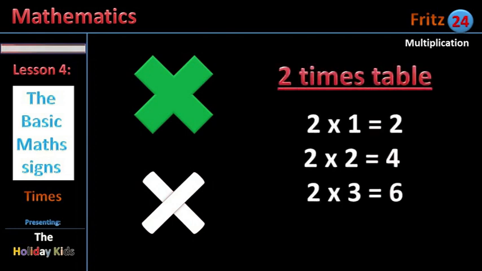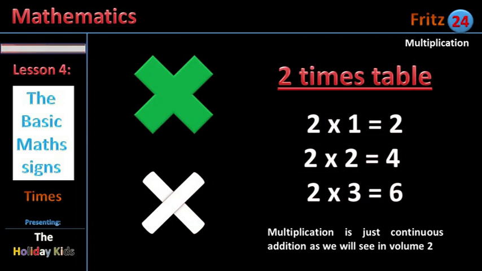Let's take some examples. On the 2 times table, if you have 2 just once, the answer is 2. And we say 2 times 1 is equal to 2. 2 times 2 is equal to 4. And 2 times 3 is equal to 6. We will do more of this in volume 2 of this our CD.